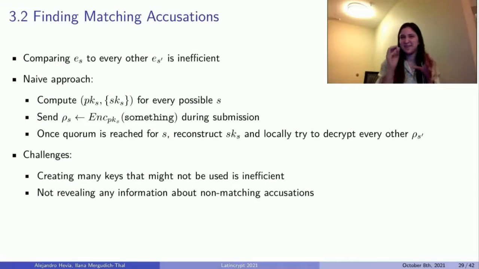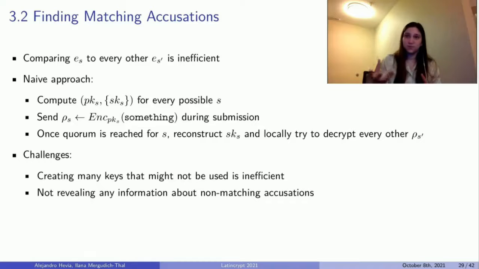and I will first explain a naive approach that will help understand how we build our solution. So imagine we could have a public key and a secret key for every possible identity that could be accused. And this public key would be, well, public, and the secret key would be distributed, secret shared among the servers. So what a user could do is that when it wants to submit an accusation against an identity S, it would encrypt something, anything, a 0, a 1, it doesn't really matter. But the important thing is that it encrypts it with the public key for that identity S.